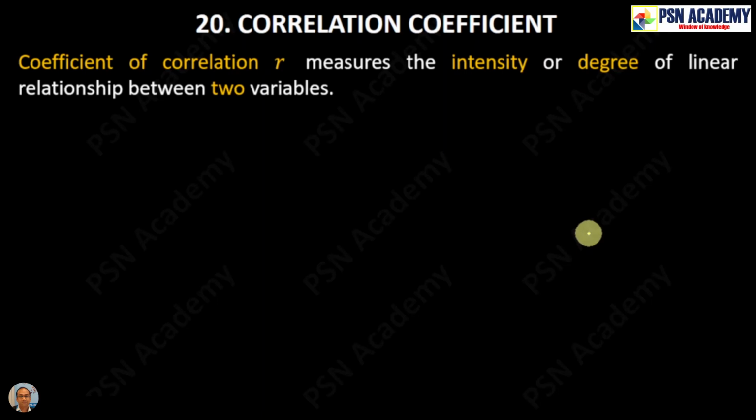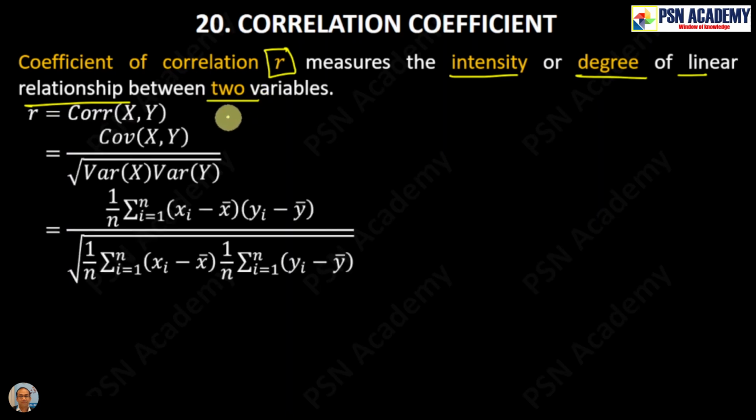Now we talk about the coefficient of correlation, that is represented by small r, and it measures the intensity or degree of linear relationship between two variables. This is the formula for r, that is correlation of xy. On the numerator you have covariance between x and y, and in the denominator you have root over variance of x times variance of y. And this is the expansion of covariance of xy, that is 1 by n summation of xi minus x bar times yi minus y bar.